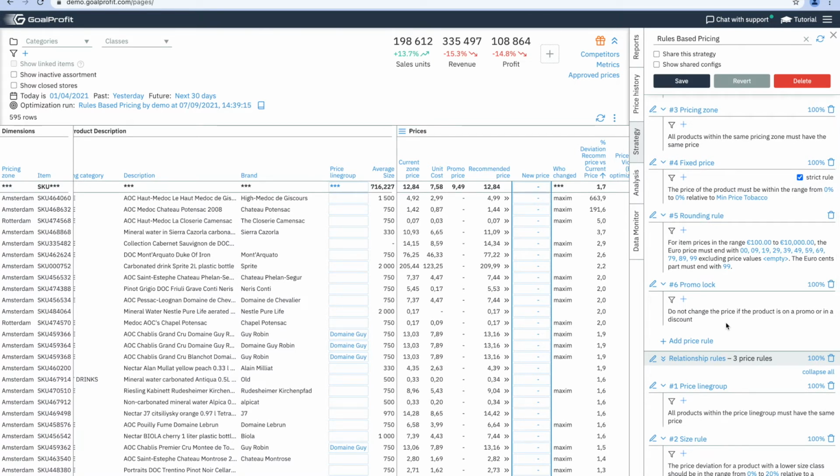We can lock the system from changing the price in case the product is on promo now, in promotion. We don't want to change the price when the product is currently discounted, because it can confuse our customers and consumers. So this is the very typical rule to avoid price changes in the promo period.